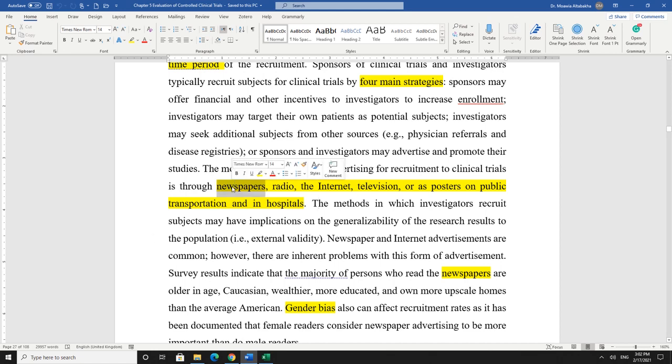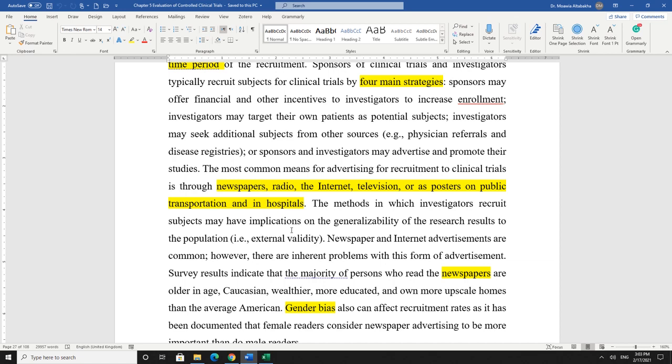Also with the newspaper, they found, for example, that there is gender bias that can happen if there is an advertisement in the newspaper. For example, they found that those who read the newspapers are primarily, this is in the USA, Caucasian, meaning white people. They are wealthier, they have good money, good lifestyle. And another thing, here we have race bias.